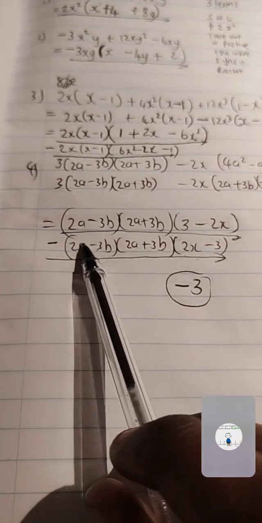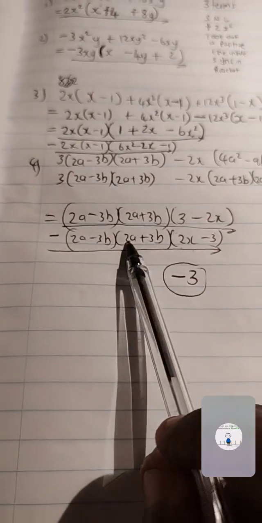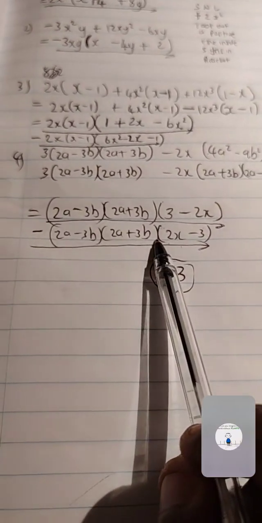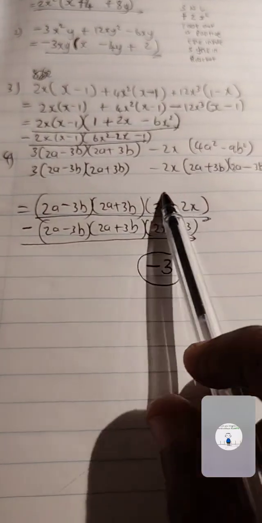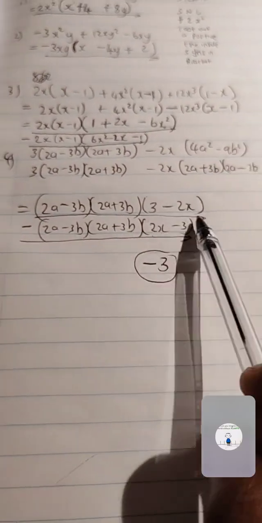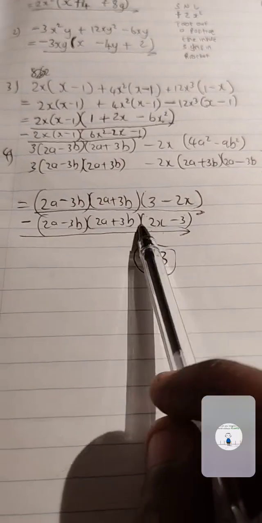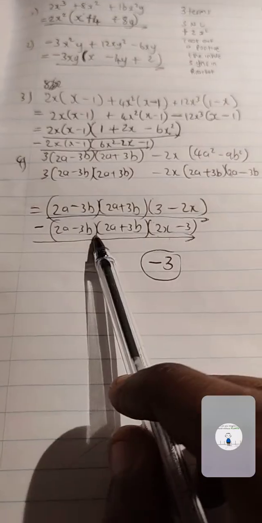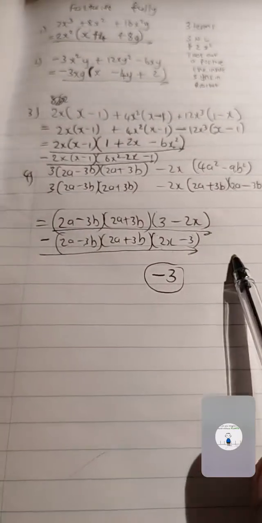But for the expressions themselves, 2a minus 3 still remains as 2a minus 3. 2a plus 3b still remains as 2a plus 3b. That negative that we took out, we took it out for the purpose of applying the sign change rule for this bracket. And then for multiplication, this is now negative, this is positive, this is still positive. So a positive times a negative is a negative.